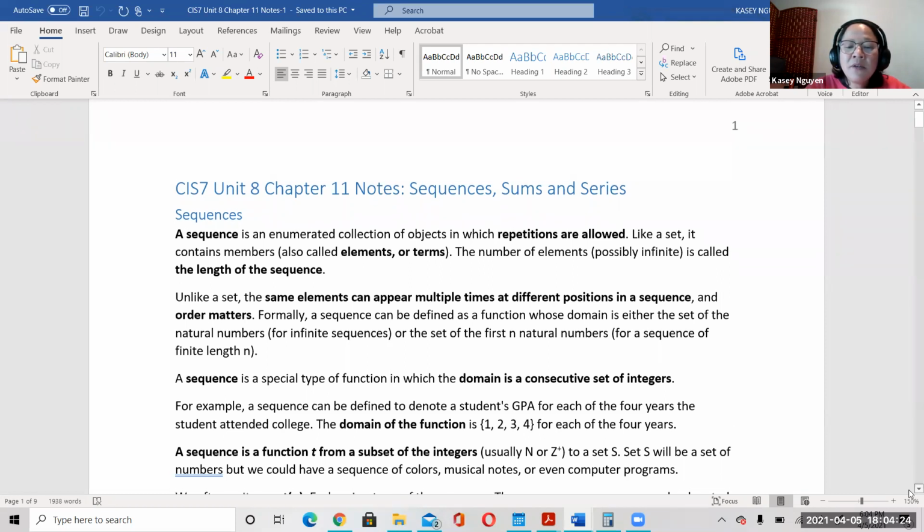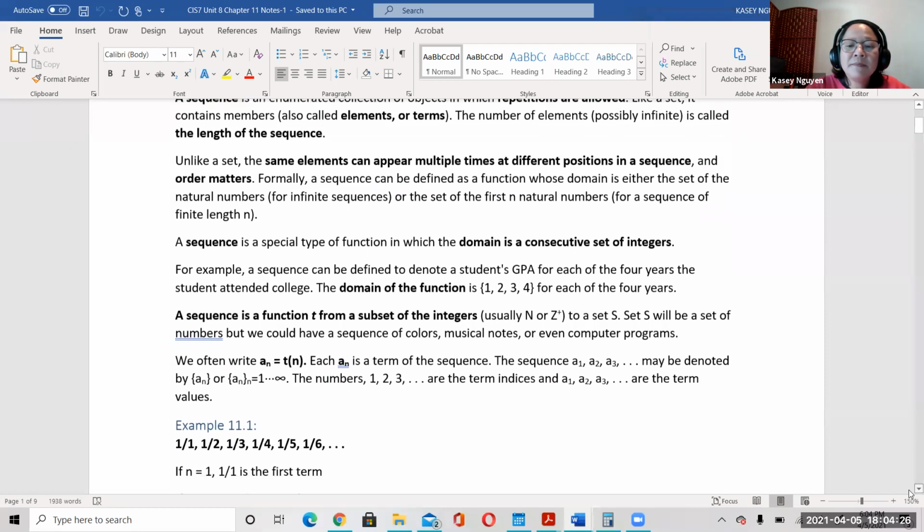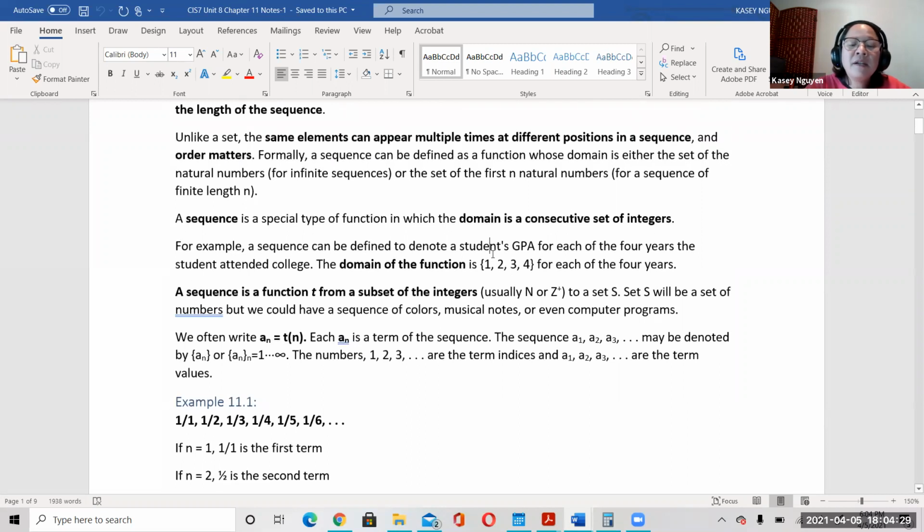So when you look at the domain function, the example here shows you that it could denote student GPA, right, in the 4 years that they attend college. And we can look at 1, 2, 3, and 4, which represent the year. Now, the sequence would be represented with the function from a subset of integers, or in the infinite case, that will be natural numbers. So let's take a look at the first example.